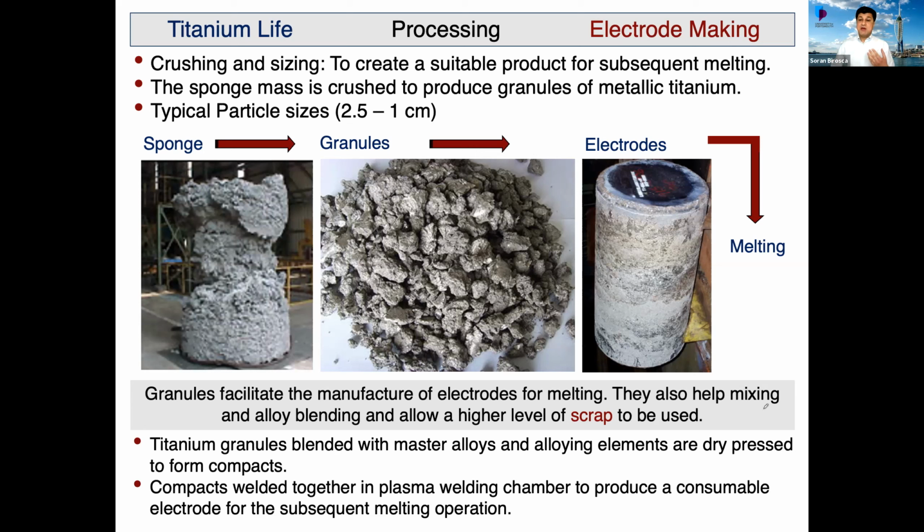And how do we do that? We have the titanium granules, and then you blend them with the master alloy. For example, for titanium 6-4, you add the vanadium and aluminum, or any other alloying element you want, and then dry press it to form a compact. These compacts are then welded together, for example in a plasma welding chamber, and you will have the electrode. However, one important point from a recycling point of view is that you bring the scrap to put in the electrode and weld it with the extracted part.